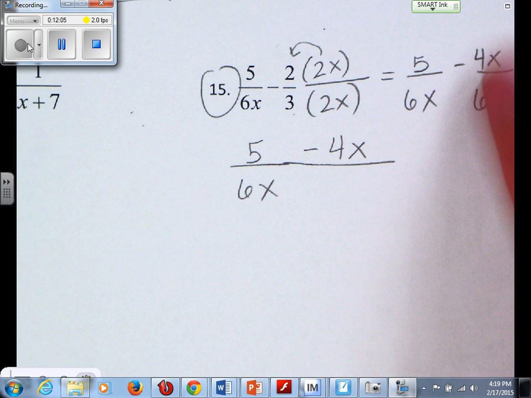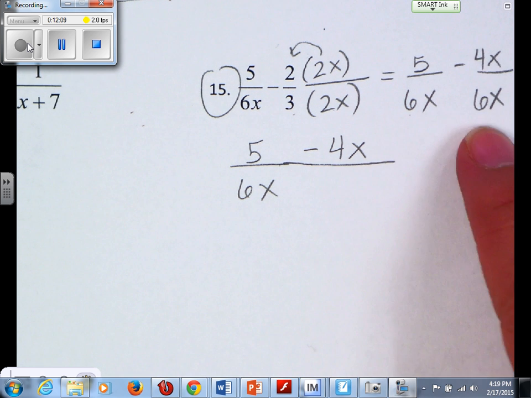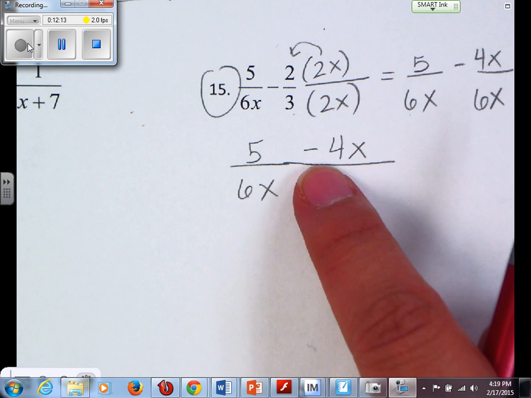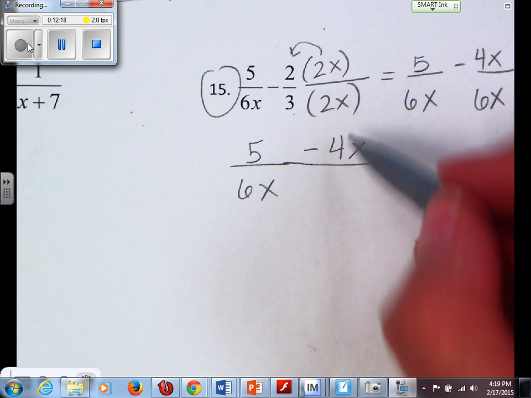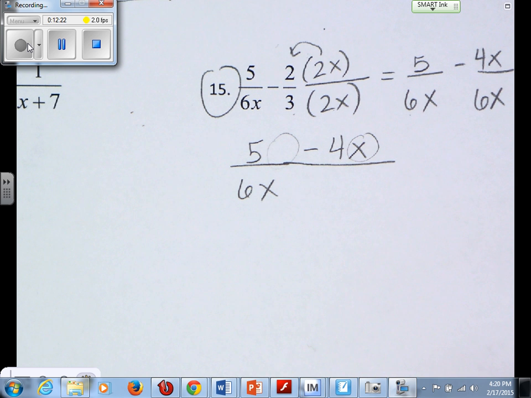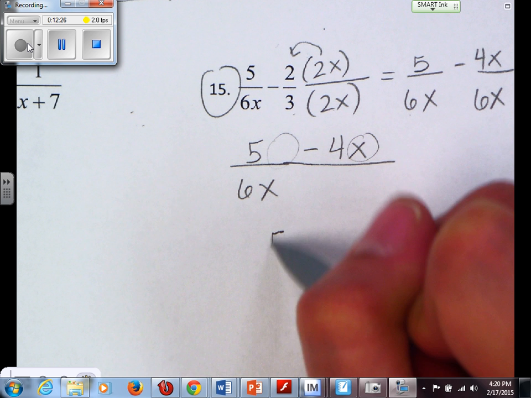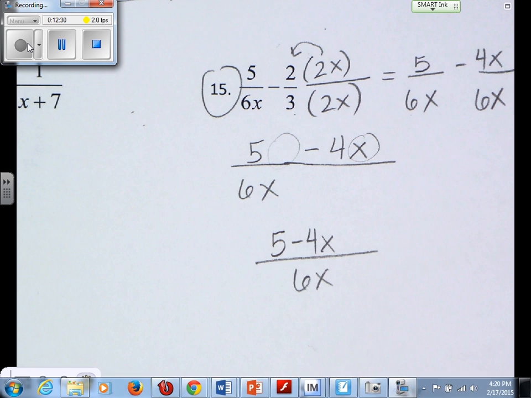Alright, so I just wrote the steps there in case you needed to see it. Since you have the same common denominator, I'm only going to write 6x once. What's 5 minus 4x? They're not the same letter, right? They're not the same family. So your final answer is 5 minus 4x all over 6x.